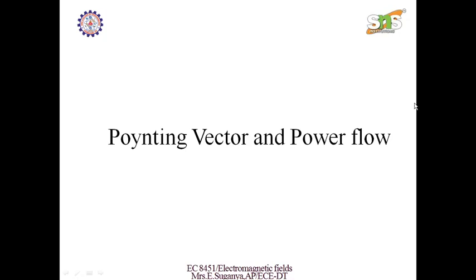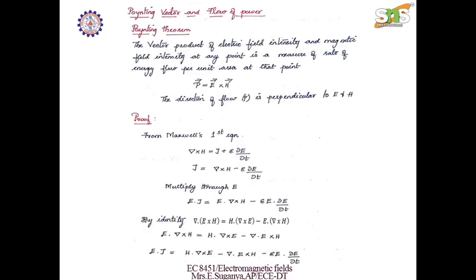Let's have a discussion on Poynting vector and power flow. So before going into the topic, what is Poynting theorem? Poynting theorem is nothing but electrical field intensity E multiplied with magnetic field intensity H. So this gives what? Rate of energy flow per unit area, which is nothing but the power.